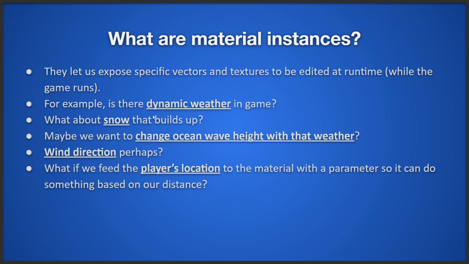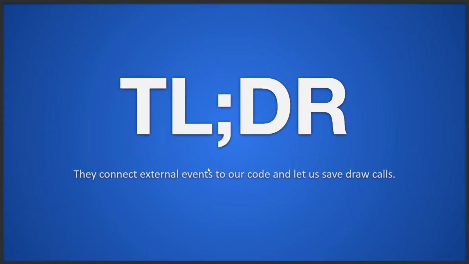What does this let us do? It lets us create dynamic weather. What about snow that builds up on the surface of an object and then goes back down? Maybe we want to change the ocean wave height with that weather. Wind direction can change during the game. We can save the player's location as a vector inside of material instances. So we can have an object that's constantly beaming out this data of where the player is in the world, and any material that has that parameter is going to be reading from it. So you can change these things in real time inside of the materials.